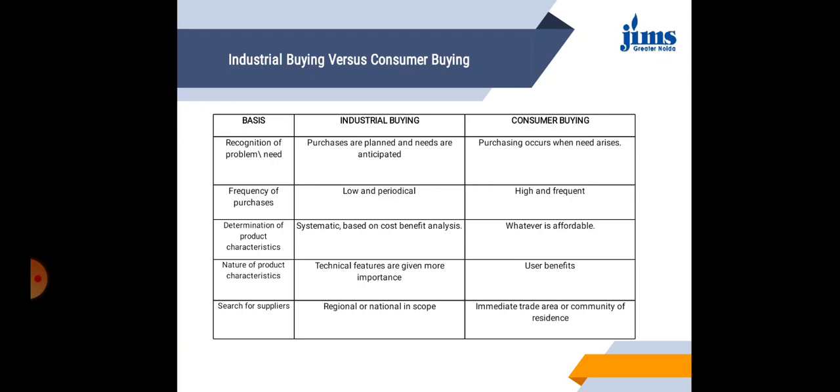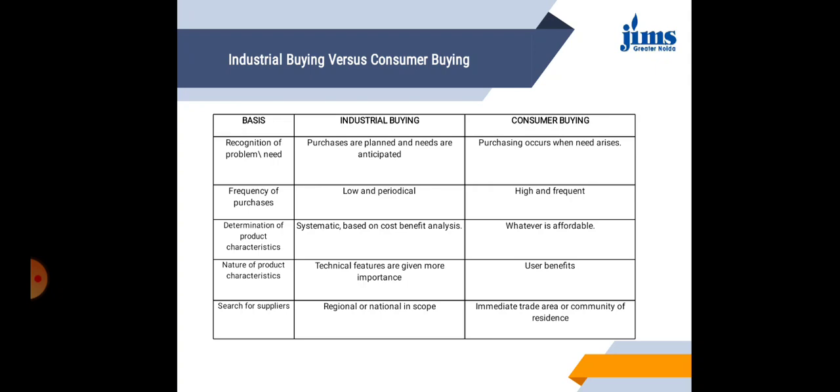Next is determination of product characteristics. As I told you, industrial buying usually happens with a lot of logic, so it is systematic and based on cost benefit analysis, while when I talk about consumer buying, usually whatever is affordable or whatever is liked by the customer at a point of time is purchased.